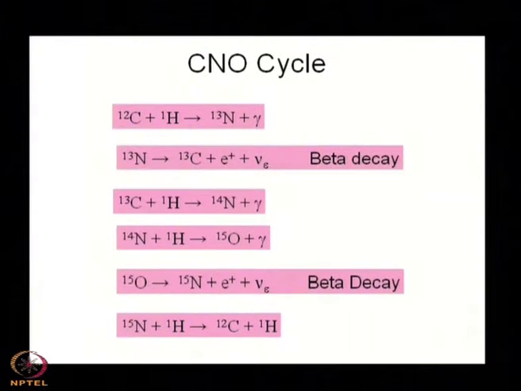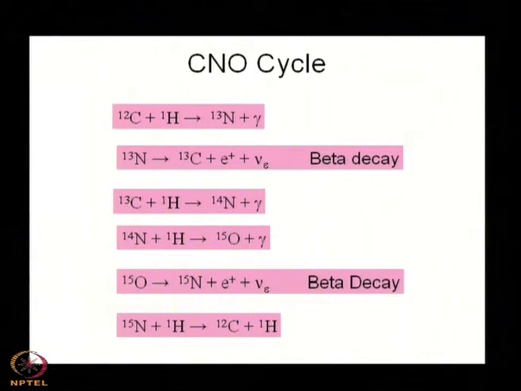So, I have told you about the main chain of reaction that takes place in the sun, where two protons collide to form helium. But there is another possible mechanism for the nuclear reaction. Let me also go through that. That is called the CNO cycle. CNO, because this chain of reactions involves carbon, nitrogen and oxygen.